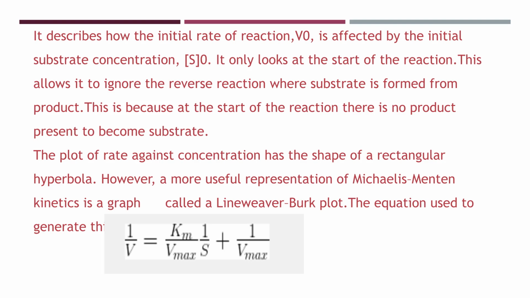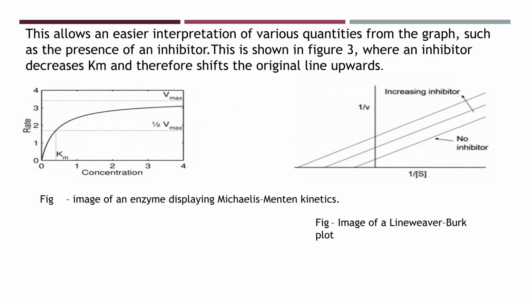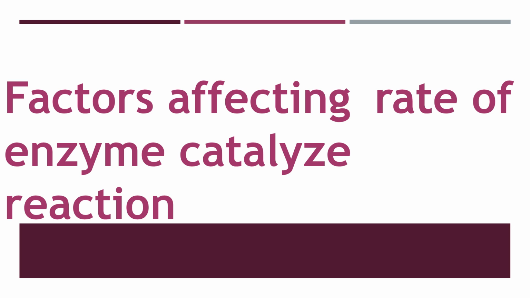While the rate versus concentration plot is a hyperbola, the Lineweaver-Burk plot offers a more useful linear representation. The Lineweaver-Burk plot allows for easier interpretation of kinetic quantities, such as the effect of an inhibitor, which can shift the line upwards by decreasing the Km value. Finally, we will look at the factors that affect the rate of enzyme-catalyzed reactions.